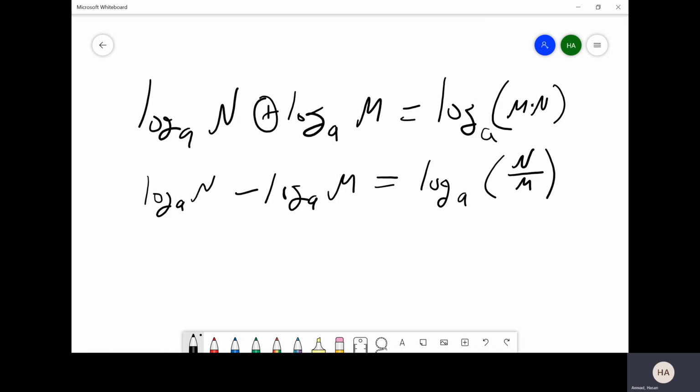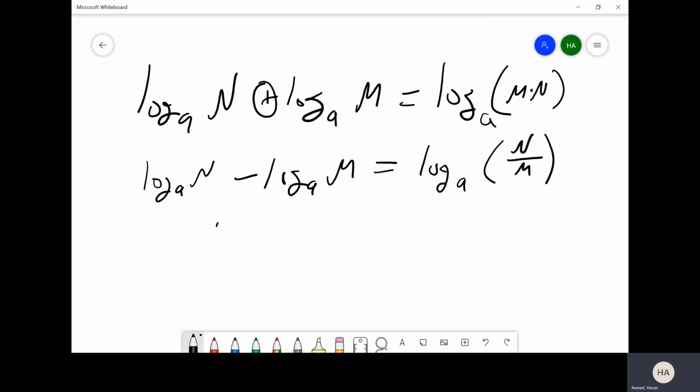Our last rule is the power rule, which says if we have some log with some base and it has a value with an exponent, keeping in mind this entire piece is inside the logarithm, then we can take our exponent, move it out front, and it becomes our coefficient. So we can bring the r outside and make this r times log base a of m.